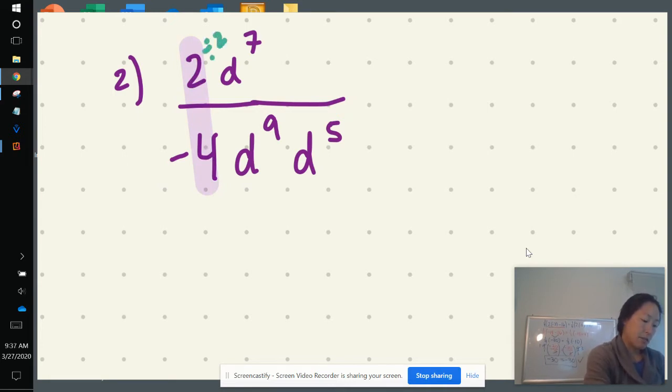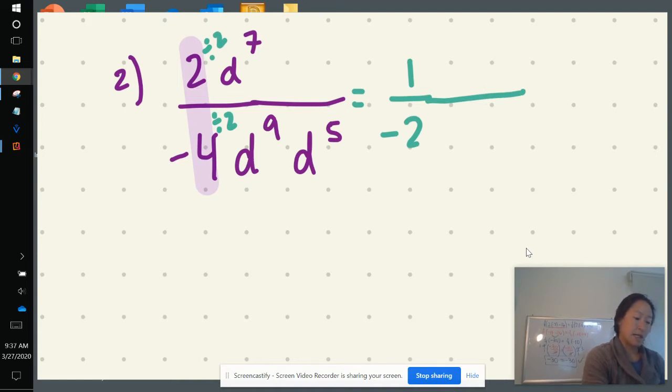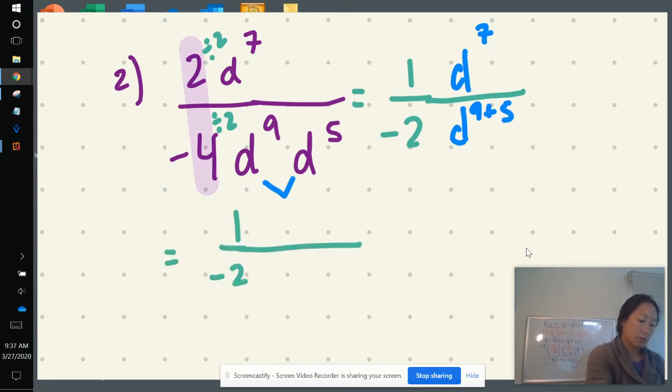All right, next, go ahead and divide 2 divided by negative 4, so I can see that a 2 divides out of both, giving me 1 over negative 2. Second part, the d's. So I am going to combine these first. So I'm going to get d to the 7 on the top. And then since the bases are being multiplied, I can do d to the 9 plus 5, okay, which is going to give me 1 over negative 2, d to the 7 over, I'm just going to erase this now, d to the 7 times d to the 14.